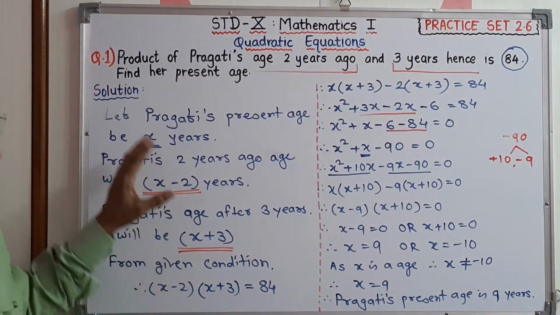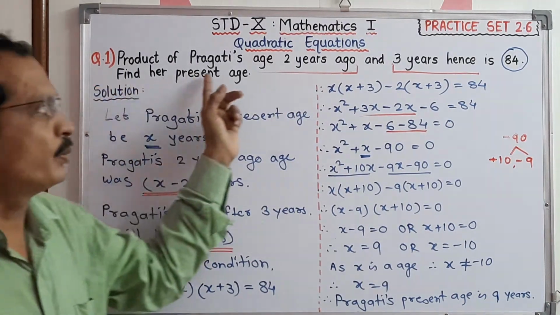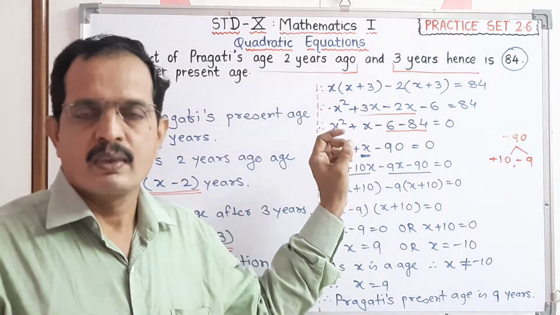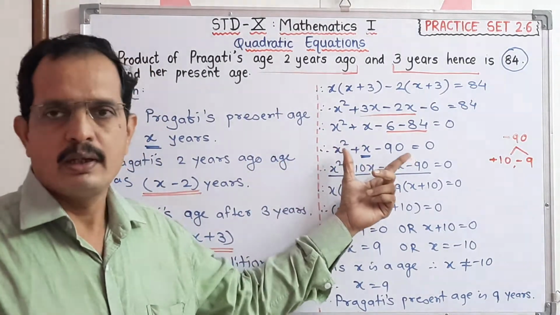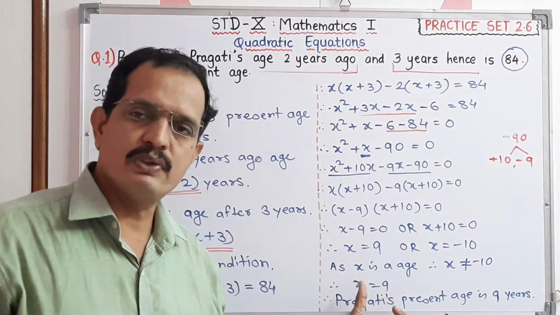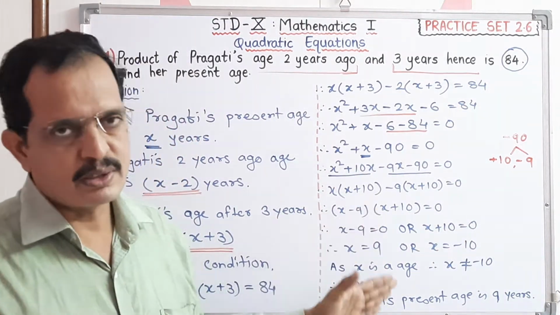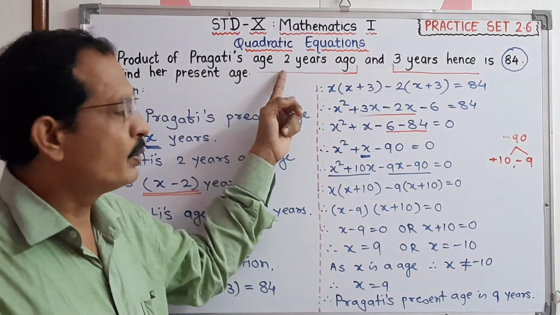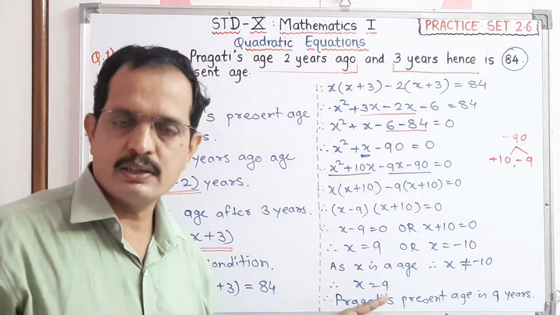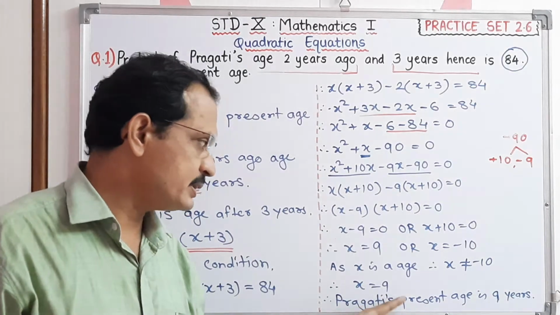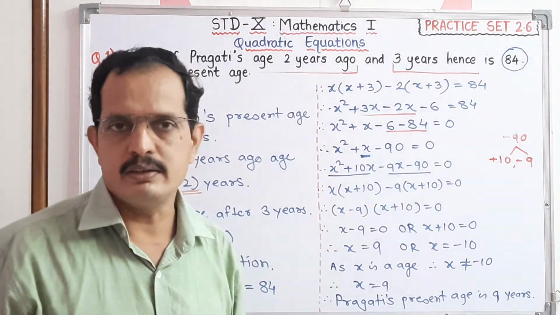Dear student, we have to understand the statement, then it is easy to frame the equation, and after framing the equation it is very easy. Always remember, when we have to solve a statement problem, you must write the final answer in a statement, that is Pragati's present age is 9 years.